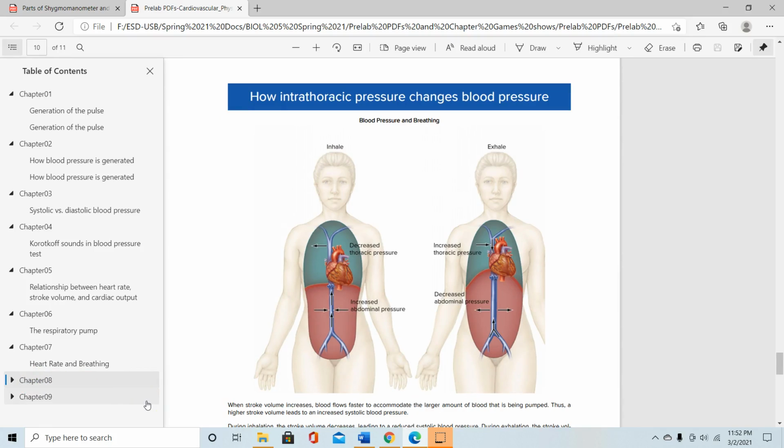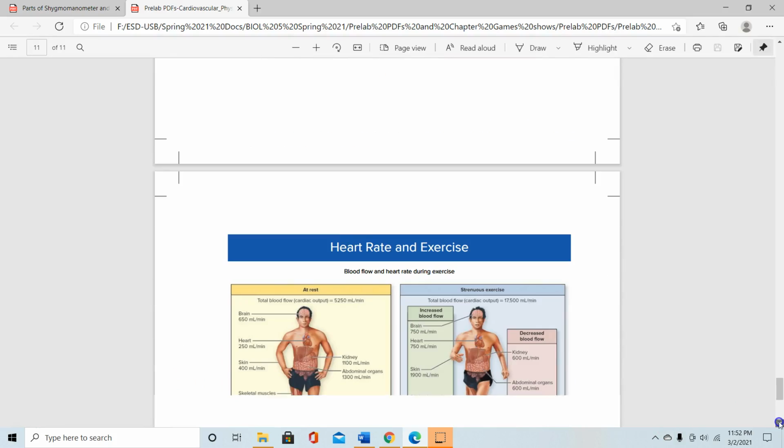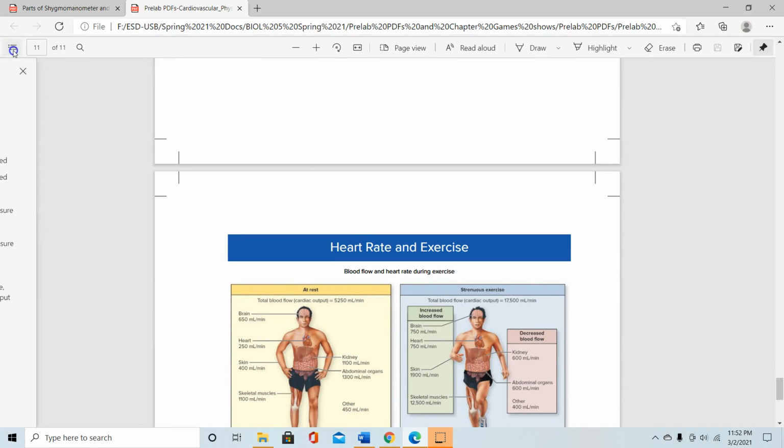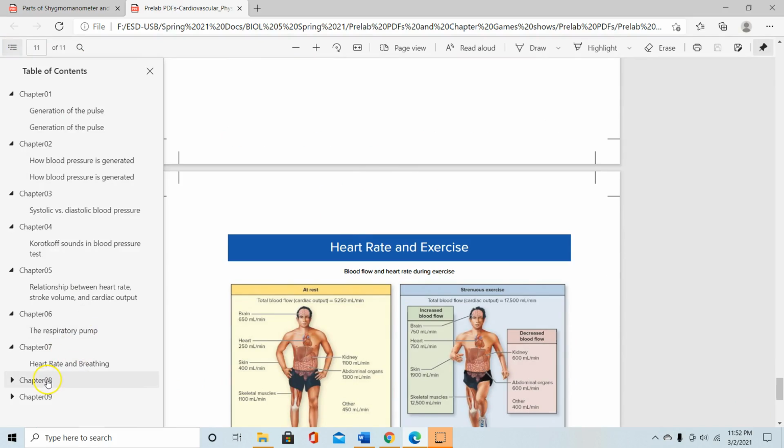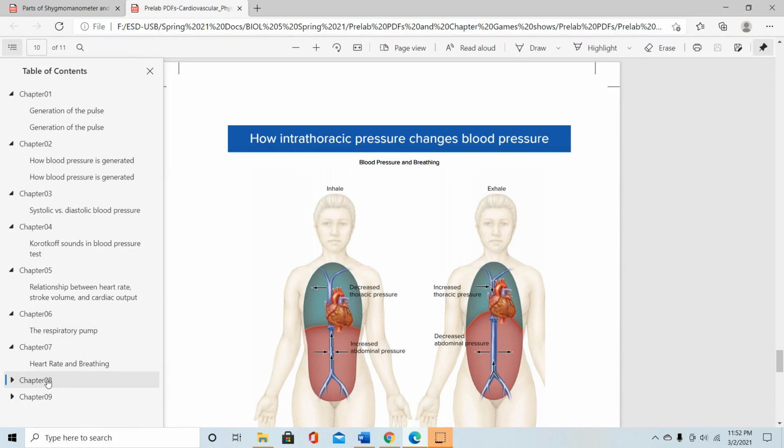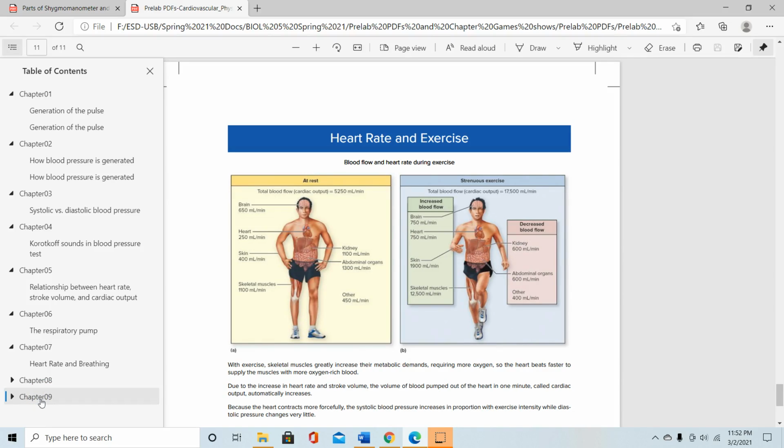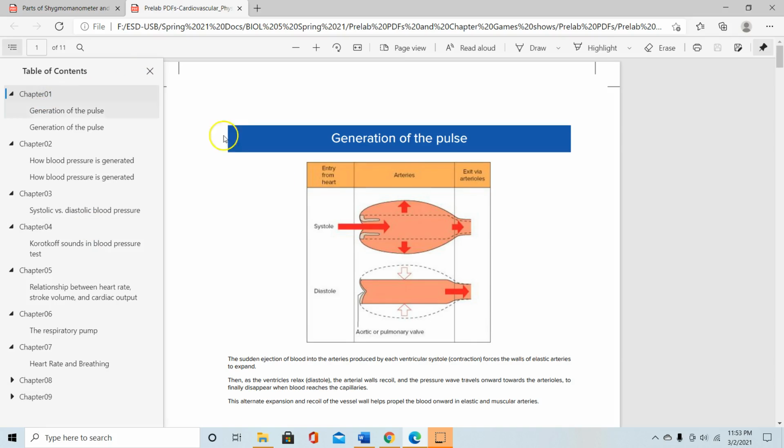Then we'll go over how intrathoracic pressure changes blood pressure. And at the end, we will talk about heart rate and exercise, how heart rate is affected by our exercise, or how different organs' demand increases during exercise. Okay, so let's start with the generation of pulse.